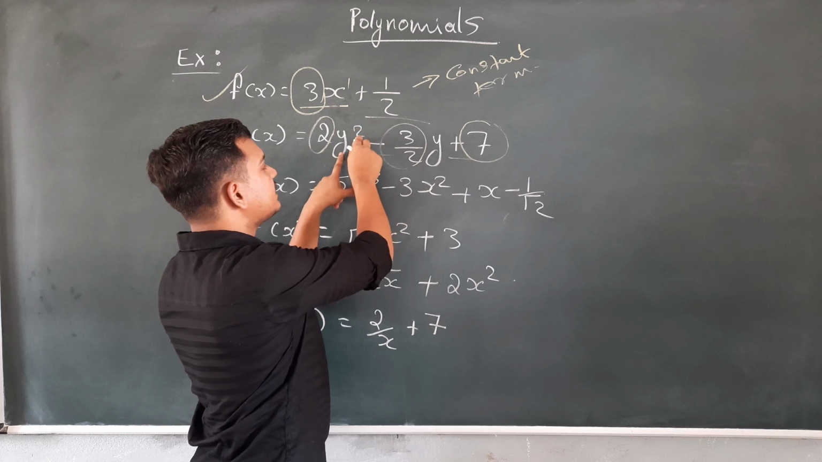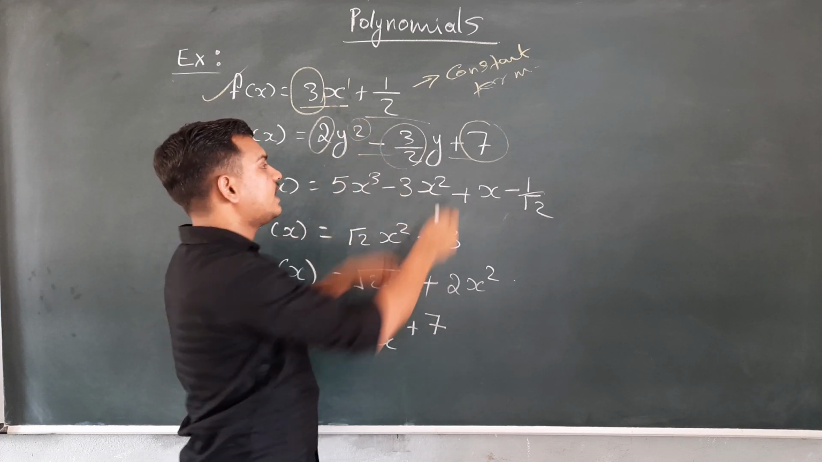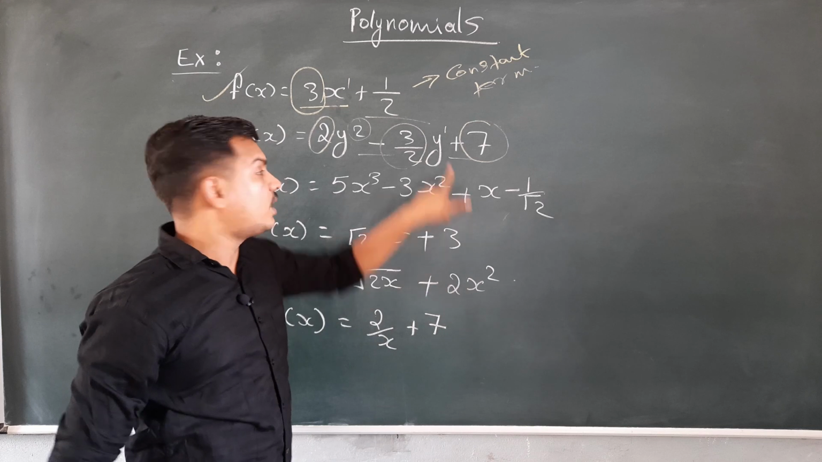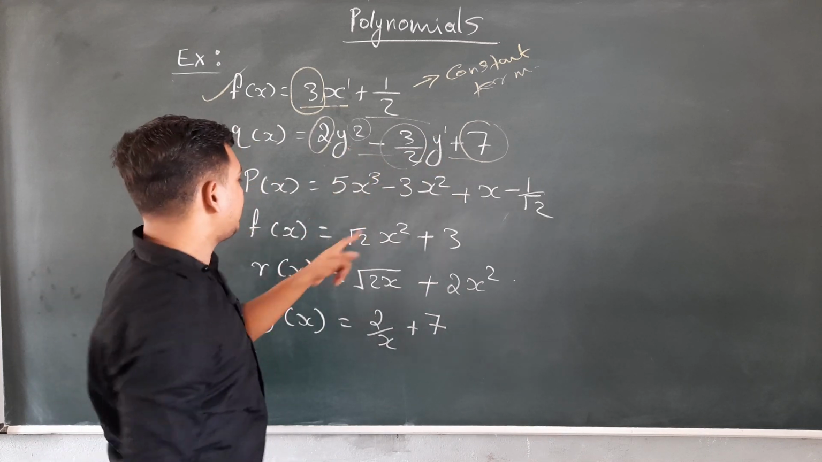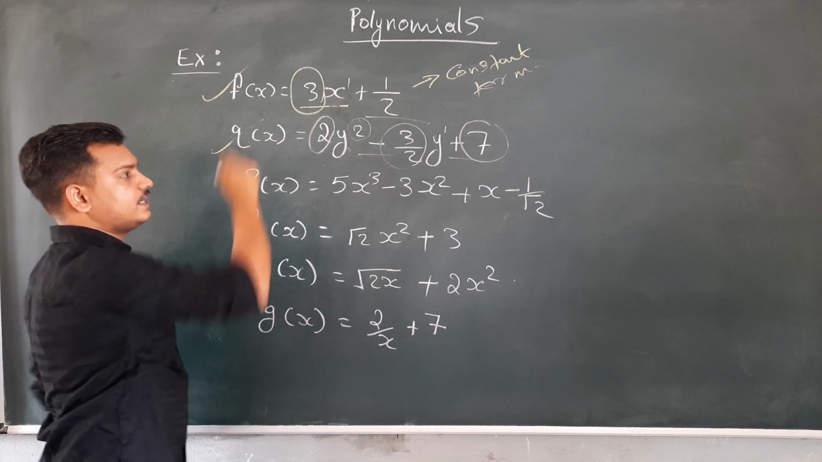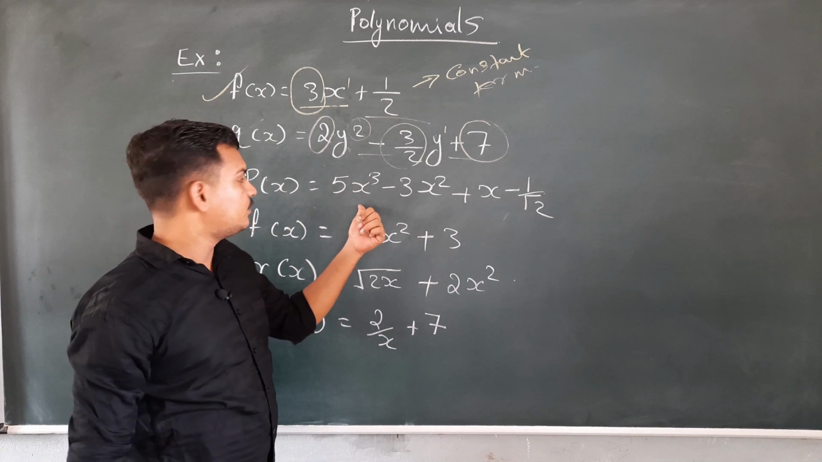Exponents here: in the first case, the power is 2, and in the second case the power is 1. 1 and 2 are both positive integers. Condition satisfied, so this is also a polynomial. Now look into the third one.